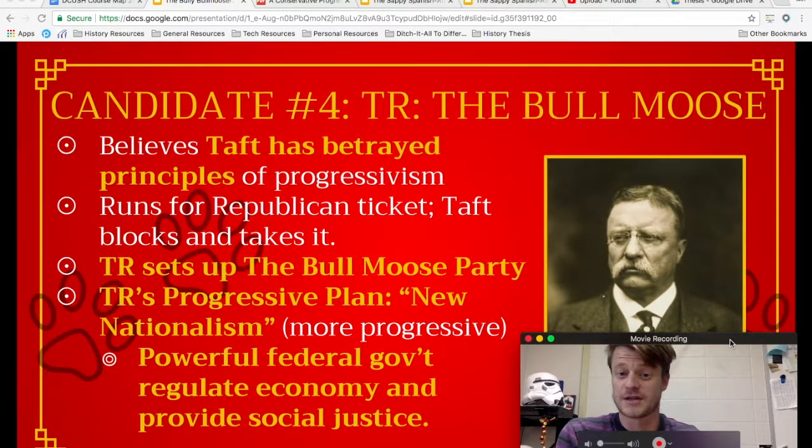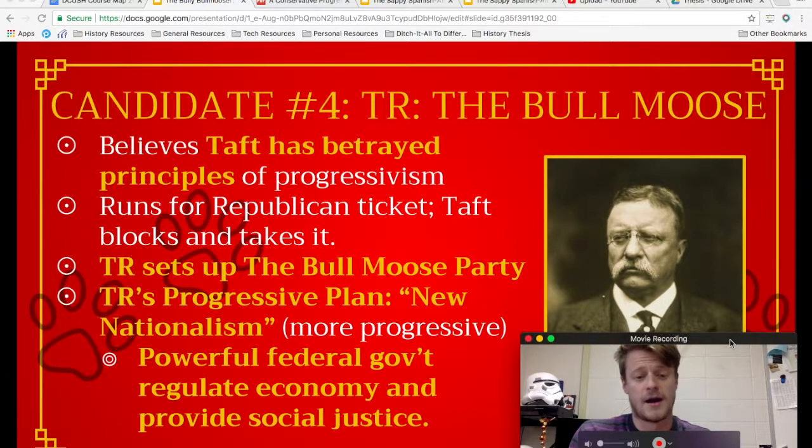Eugene V. Debs is running as a socialist, and we have Woodrow Wilson running as a Democrat. And so TR knows essentially that, and kind of how the party works in the background is that TR gets denied being the Republican candidate. So he's like, screw it, I will go and make my own party, and that is the Bull Moose Party. And again, this is because he's had this falling out with Taft, that he sees that, or at least in TR's mind, that Taft has betrayed the principles of progressivism which he had picked him for.